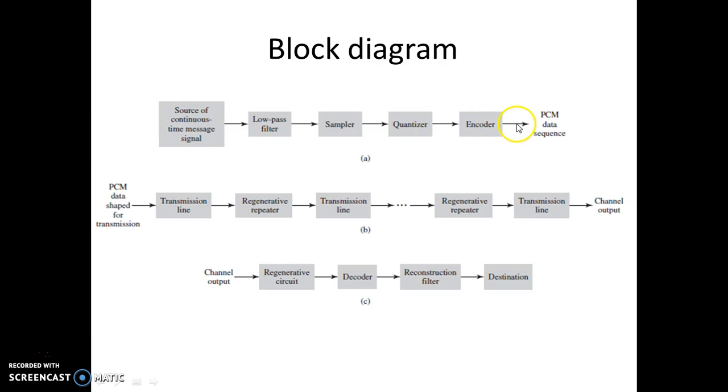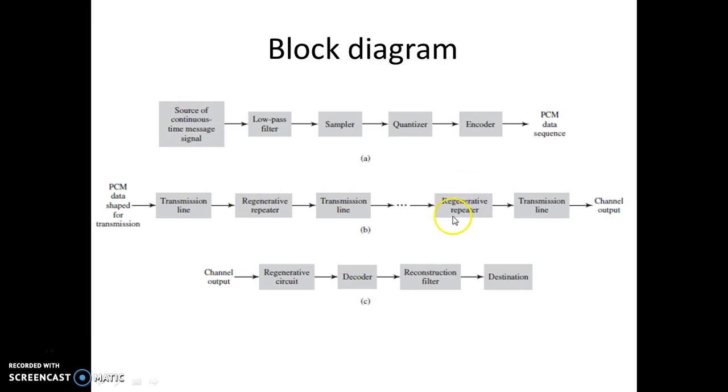However, this encoded data, the digital data, is transmitted through a channel, and this channel will consist of a transmission line. Of course, there will be some shaping for the PCM data, which is beyond the scope of this video right now. However, interested readers can refer to the textbook written by Simon Haykin regarding digital communication.